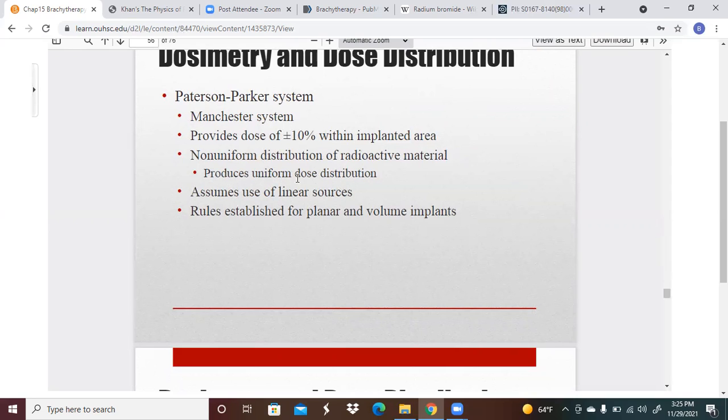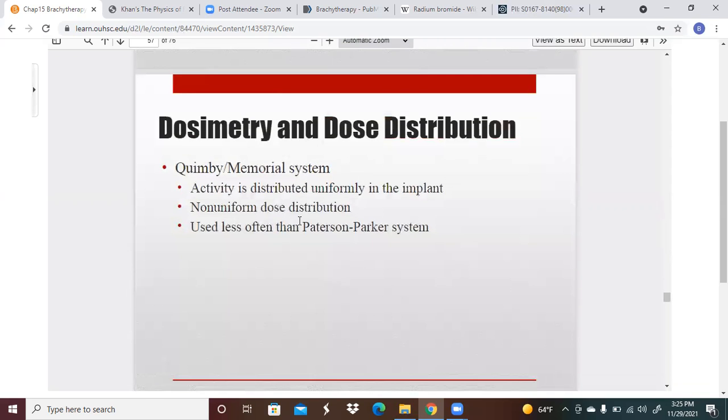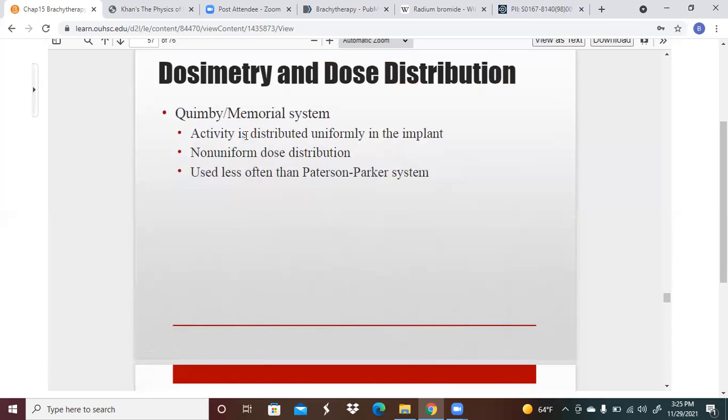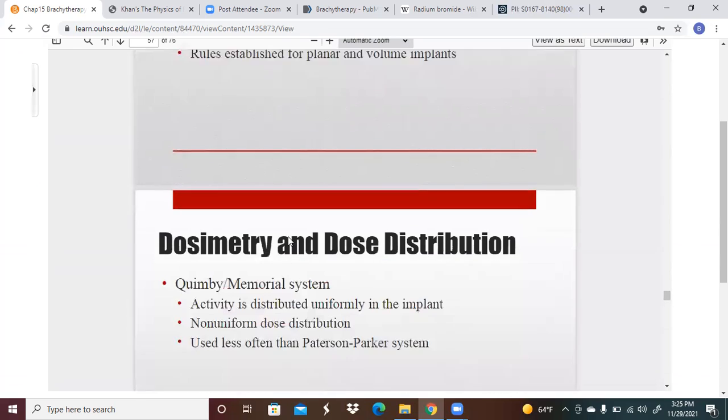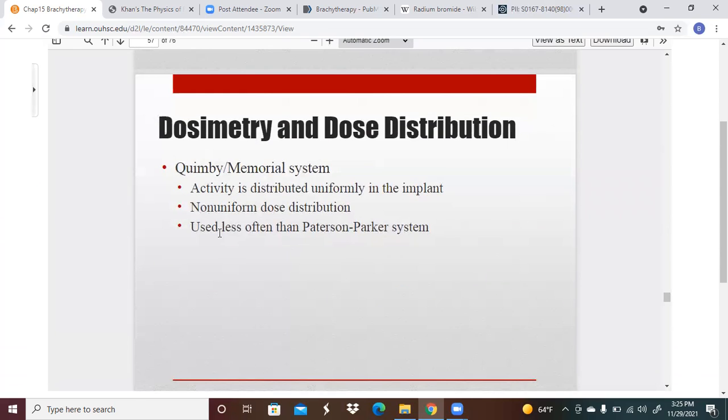And this is supposed to provide a uniform dose distribution. It assumes the use of linear sources. The rules are established for planar and volume implants, and they are indeed complex. The Quimby or the Memorial system differs in that the activity is distributed uniformly as opposed to non-uniformly here. And it's used less often than the Patterson-Parker system.